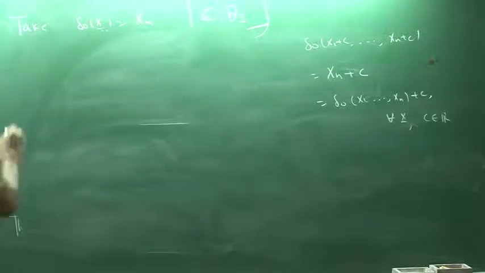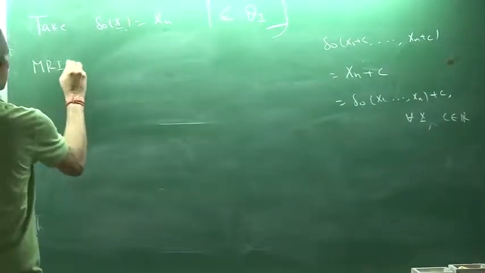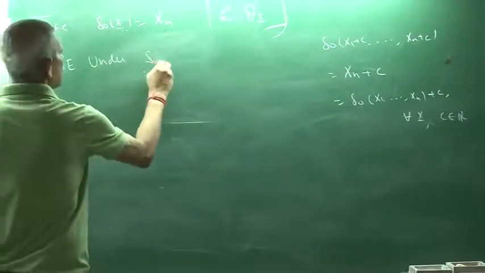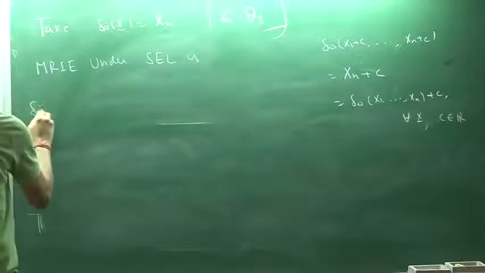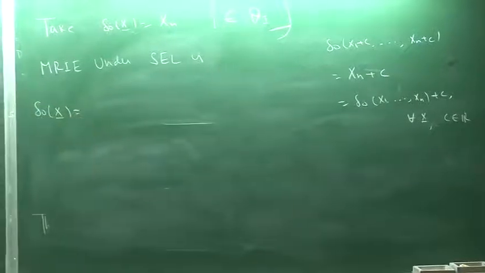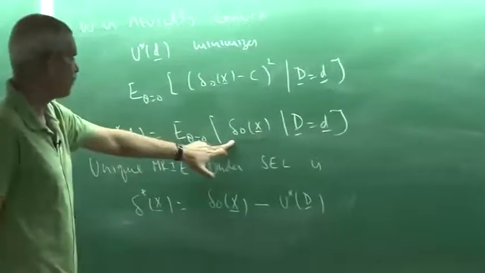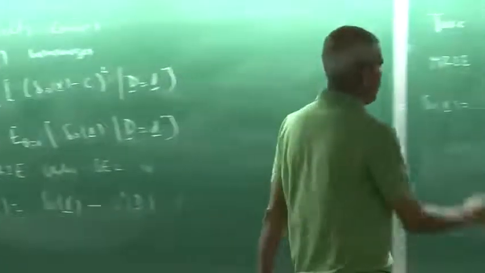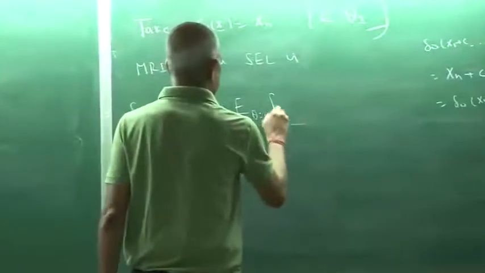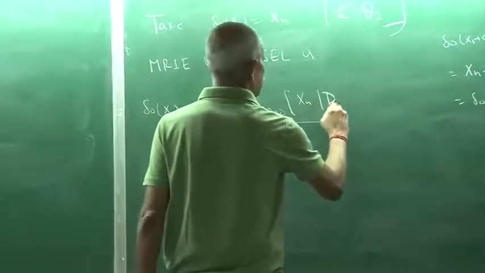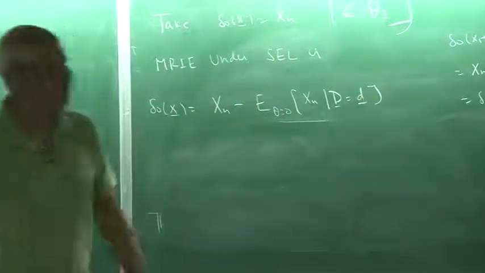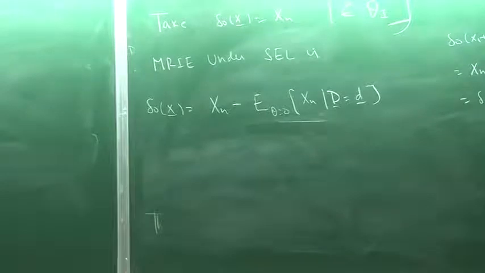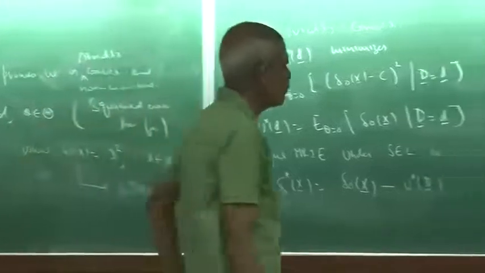So, MRI under square error loss is delta naught x, which is the same as xn, and what is u star? U star is whatever delta naught you have chosen, which is the expectation of xn given D is equal to d at theta is equal to 0. So, what I need to find out is the conditional PDF of xn given D is equal to d. So, let us try to quickly do that.